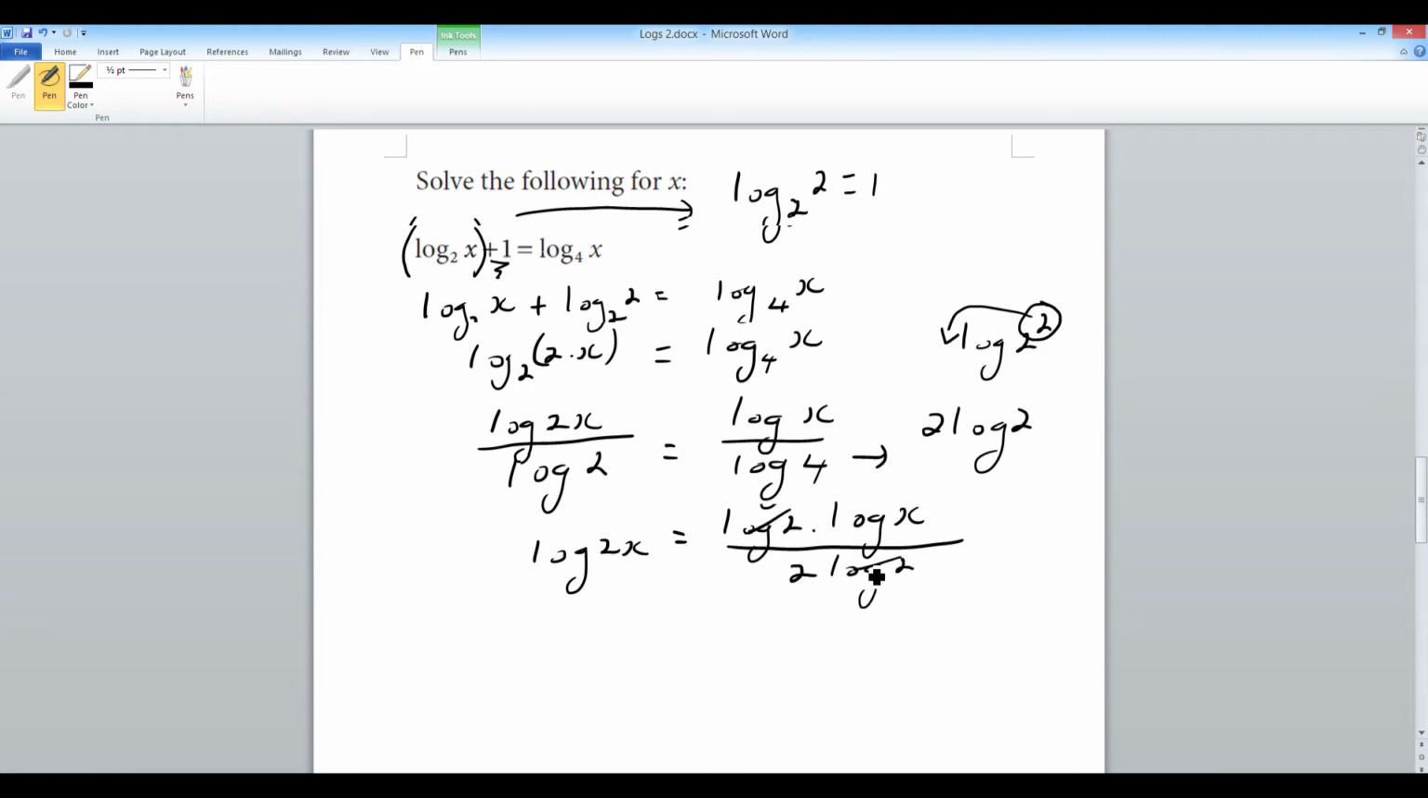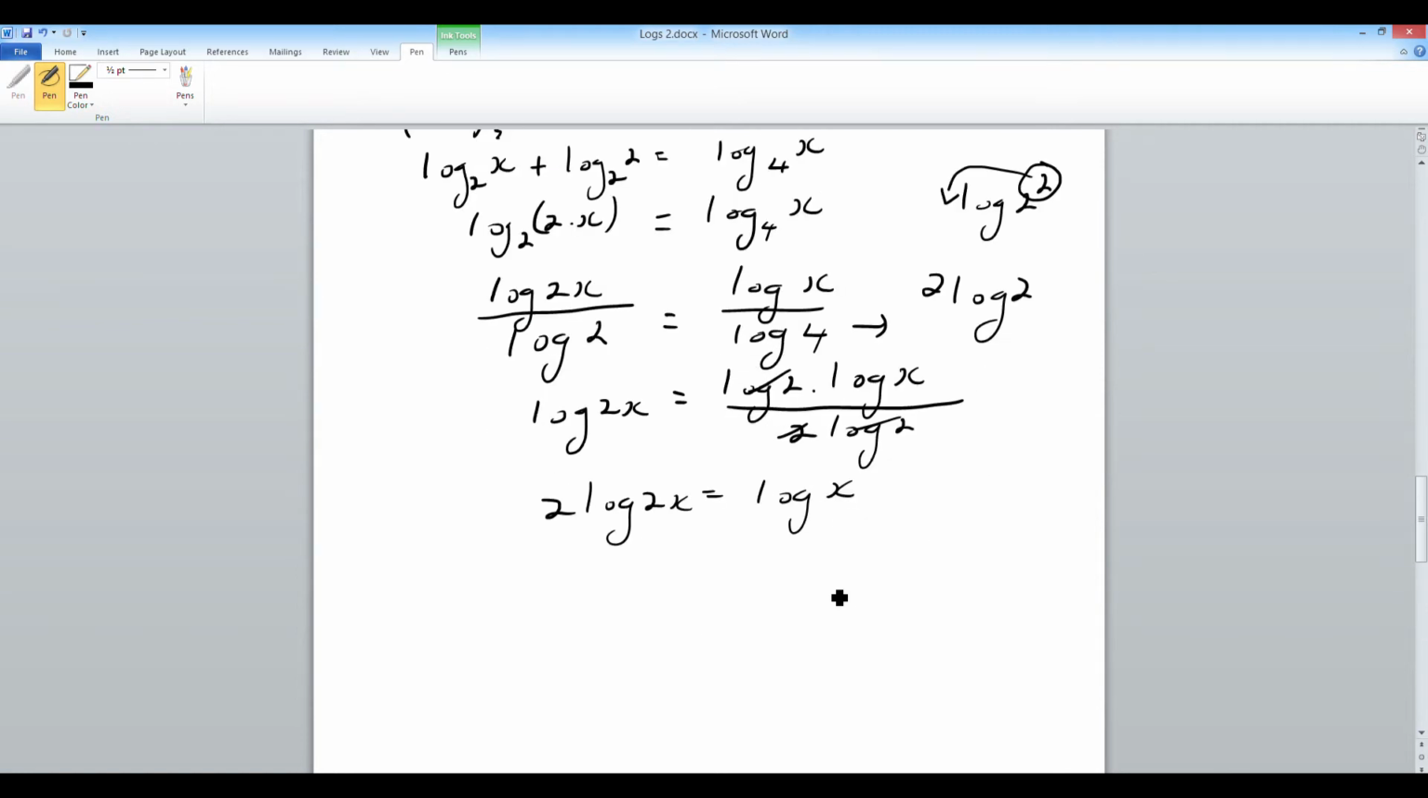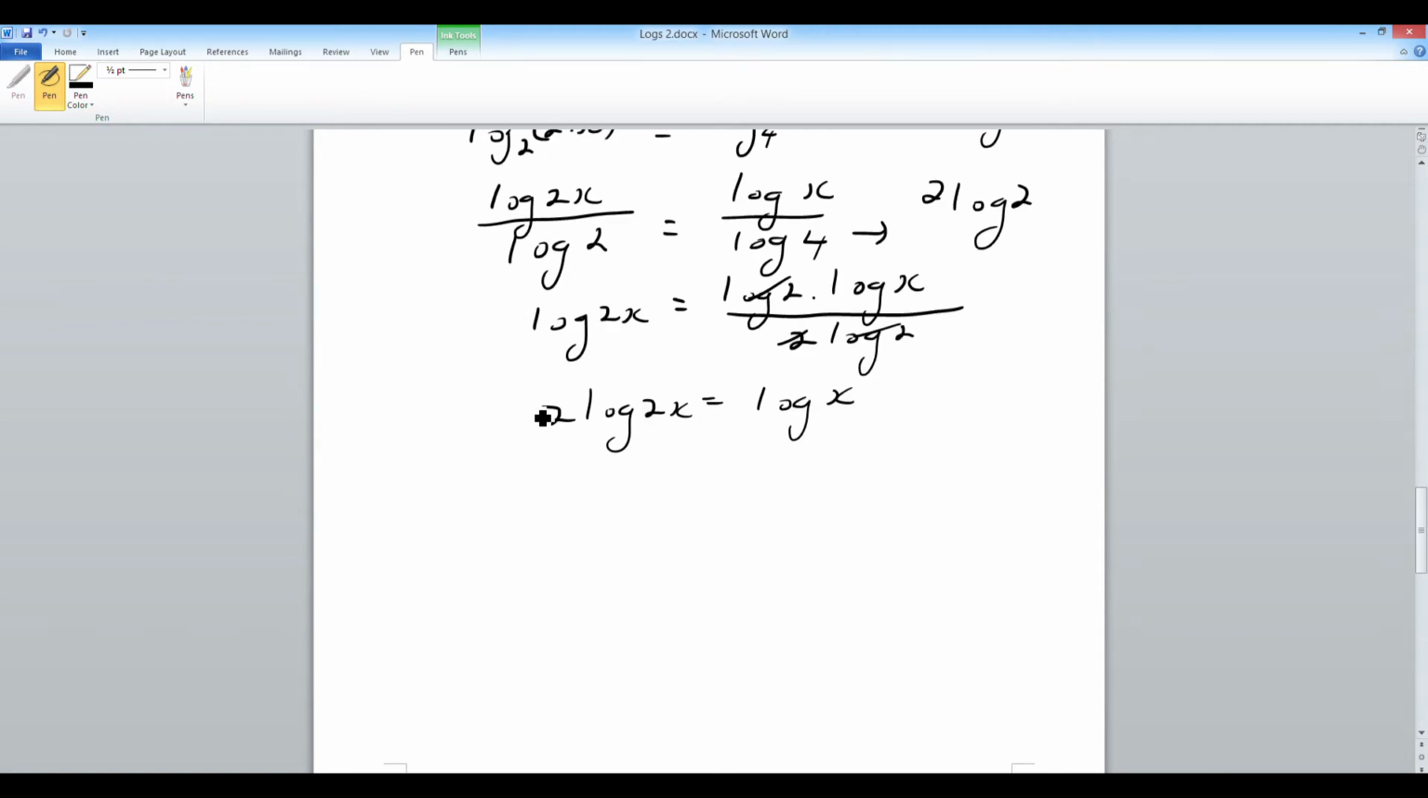Now log 2 divided by log 2 is 1, so therefore I have log x over 2. I can multiply this 2 on both sides, so then I get 2 log 2x is equal to log of x. But now from my power rule I know that whatever is written in the front is going to be the power on the inside. So please do not forget to add brackets. Log 2 of x squared is equal to log of x.